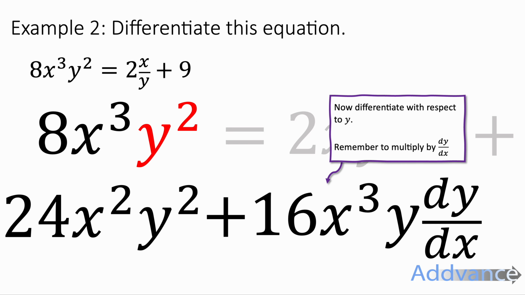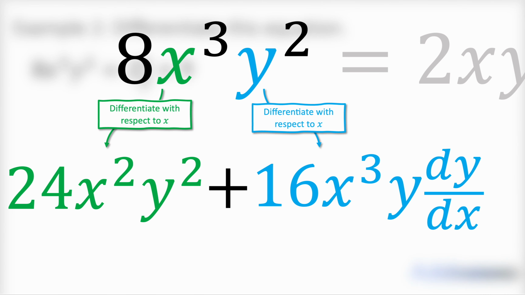Okay, let's look at the next term in the sequence. Well, sorry, I've just colour-coded this, so the green part differentiates the x, the blue part differentiates the y's.